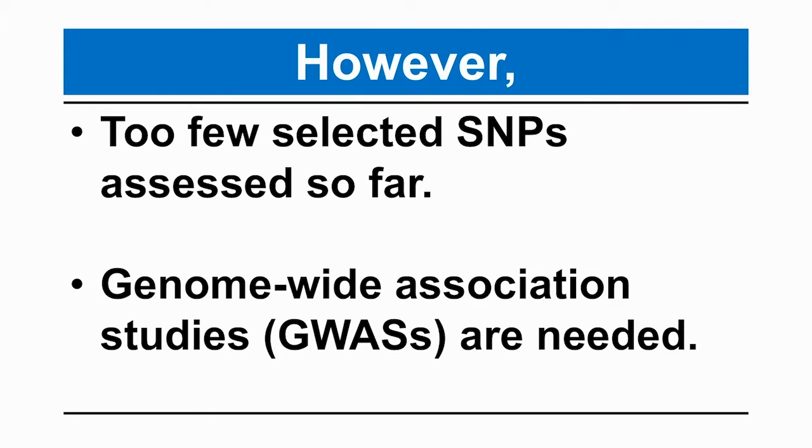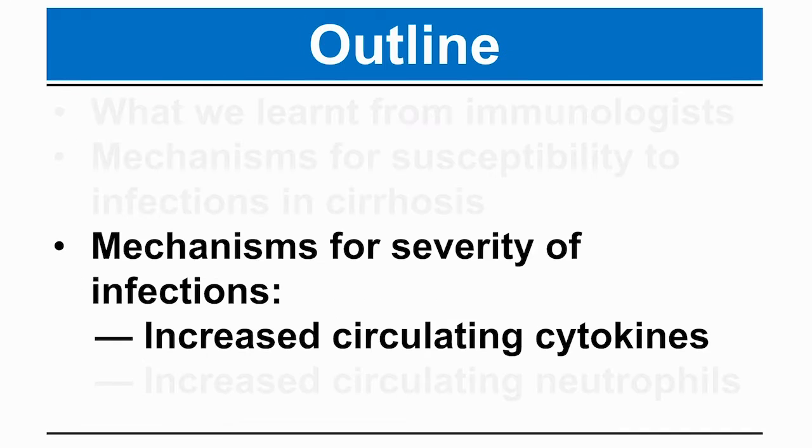It is a very important point, because if you identify SNPs which are associated with the risk of infection, you can build prophylaxis using, for example, antibiotics with confidence. Of course, we know that infections are very severe in patients with bacterial infection, and the first mechanism is an increase in circulating cytokines. There is a cytokine storm in these patients.